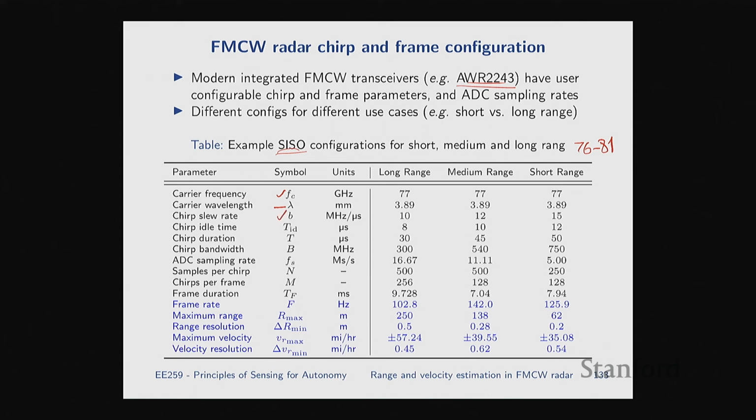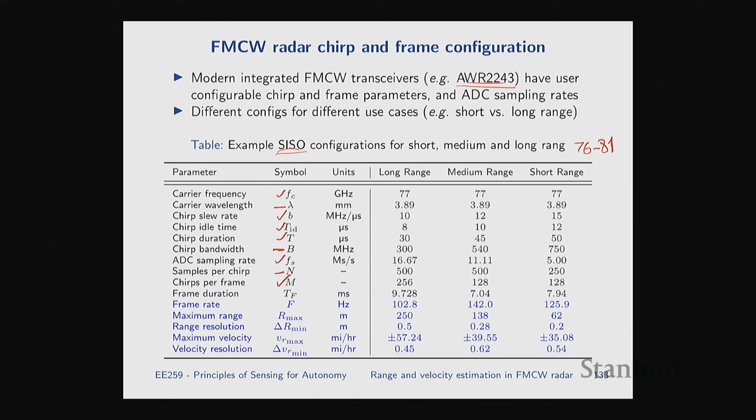You can set the slew rate, and then you look at the data sheet. It tells you a range of slew rates that you can do. You can set the idle time. You can set the chirp duration. Slew rate and chirp duration together determine the bandwidth, so that's not a free parameter anymore. You can even set the ADC sampling rate in this device. Again, there's a range of acceptable values, but it's user determined. And then once you set the sampling rate, the samples per chirp is determined for you. Chirps per frame you can also determine.